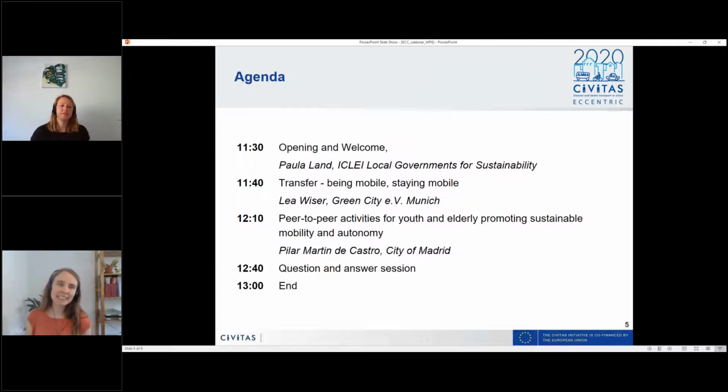The agenda for today is we already started with our opening and welcome. I will give a brief introduction to Eccentric as well. And then we jump right in with Lea giving an introduction to the transfer measure on being mobile and staying mobile. Afterwards, we'll have time for 1 or 2 questions to Lea.